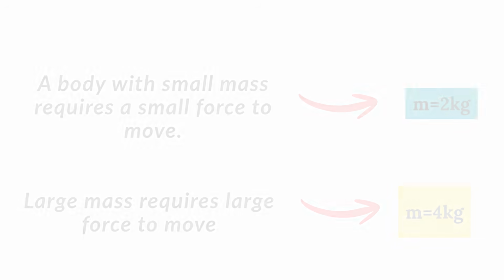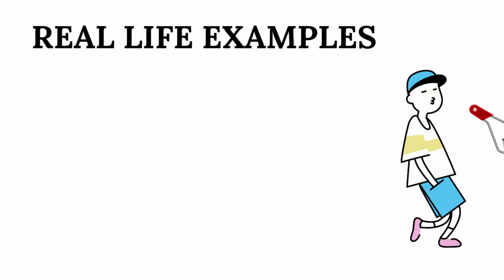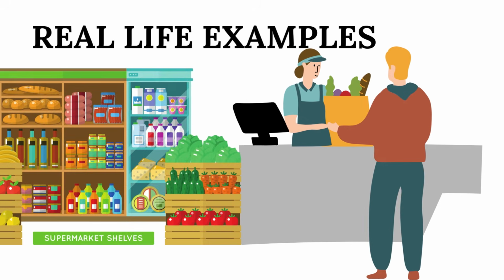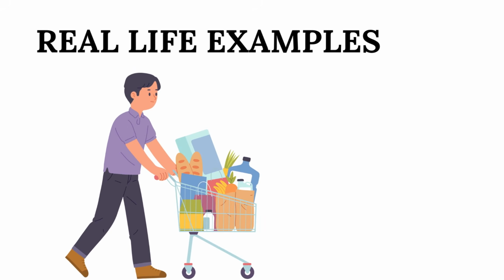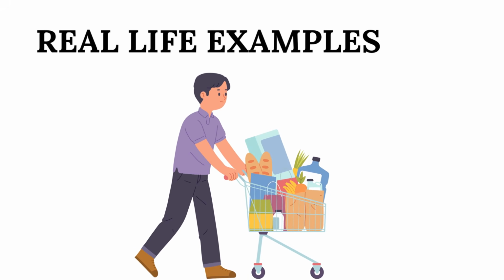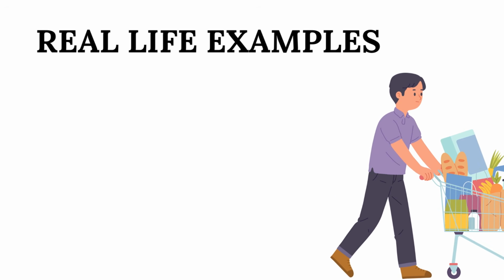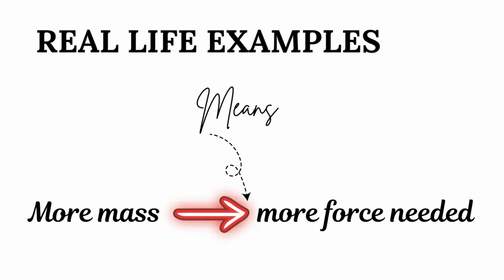Let's discuss some real life examples. Example number 1 is pushing a shopping cart. When you go to a mall for shopping, you pick up an empty cart. It has light mass and you push it easily. It speeds up quickly. When your cart is full, it has heavier mass. You need to push harder to get the same acceleration. It means more mass needs more force. That's F equals ma in action.